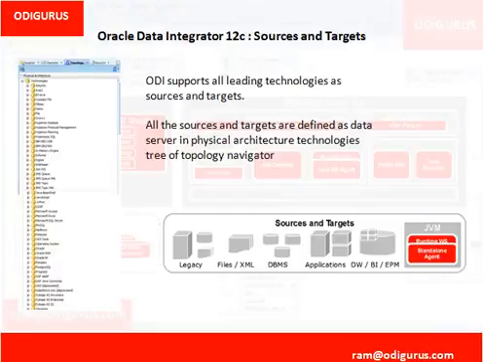Oracle Data Integrator, sources and targets. Basically, ODI supports all leading technologies as sources and targets. All the sources and targets are defined as data servers in physical architecture technologies of Topology Navigator. You have to first create data servers, then create a physical schema, logical schema, and assign a context to the physical and logical schema.